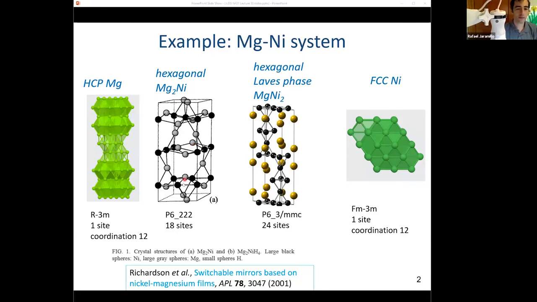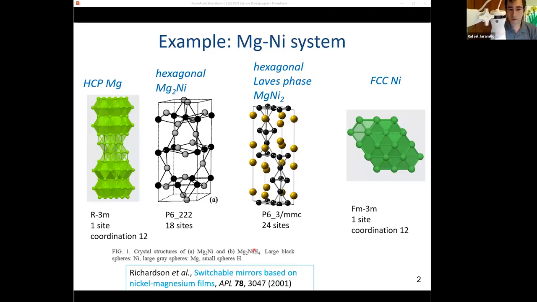So I grabbed some images here of the magnesium 2 nickel and this magnesium nickel 2 Laves phase. These Laves phases are of interest for people that study magnetism because they have these triangular sheets, which are interesting for spin liquids and spin ices. And then this FCC nickel. I even found a paper based on some phenomenology here on switchable mirrors based on nickel magnesium films.